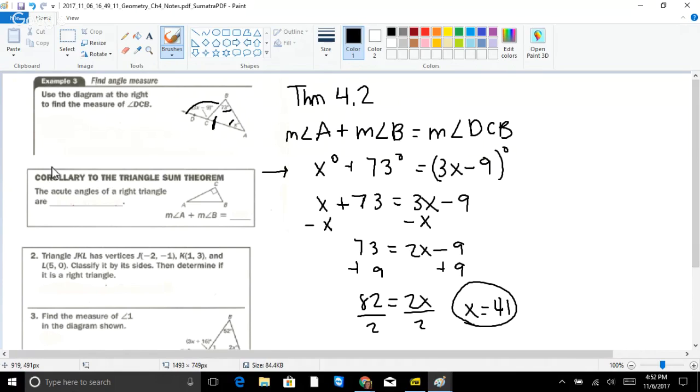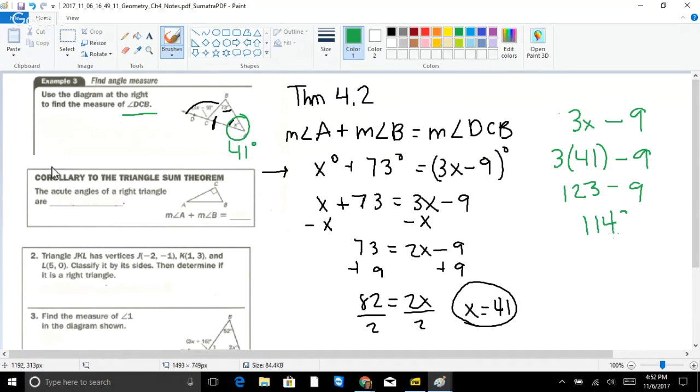So we're close. We're almost there, right? We know that x equals 41, so that means that this angle right here is 41 degrees, okay? But we want to find the measure of angle DCB. And don't forget, DCB is 3x minus 9. So we got a little more work. We need to do 3 times 41 minus 9. So that is 123 minus 9, or 114 degrees.